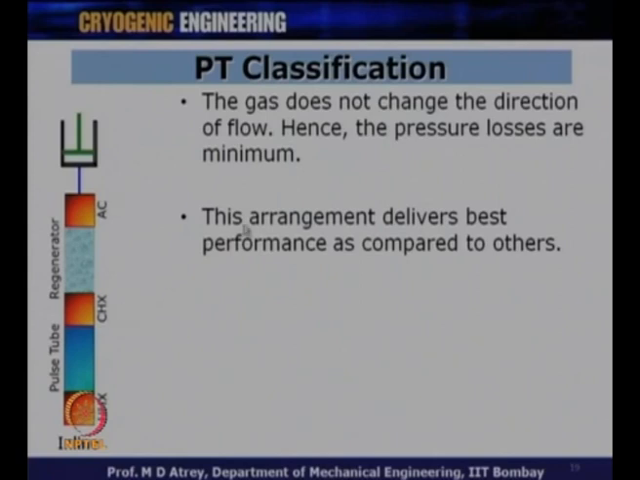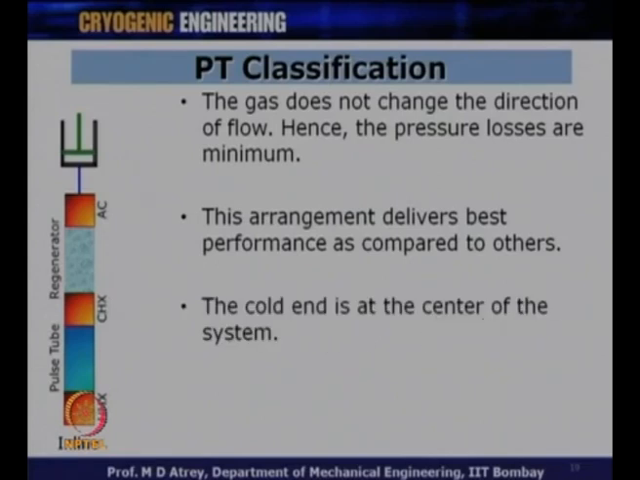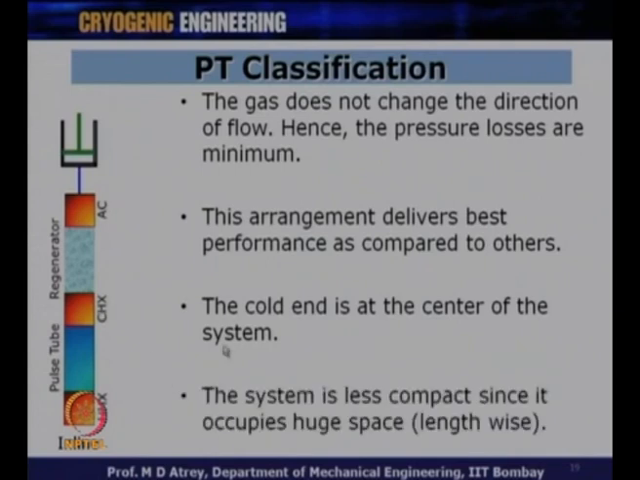Also, this arrangement delivers the best performance as compared to the others. This is what we just saw thermodynamically. The cold end is at the center of the system. This is very important. If I want to cool something, I have to access the middle portion of this pulse tube cryocooler, which sometimes is not accessible. I have to enter from this side or this side, but the cold end is not at the sides, it is at the center, and therefore whatever object I want to cool, I will not have really good accessibility to it. Sometimes this may not be acceptable from the user's point of view. The third disadvantage is that the system is less compact since it occupies huge space lengthwise. Although thermodynamically it is advantageous and efficient, we may lose on the non-accessibility of the cold end heat exchanger and the huge lengthwise dimension required in the inline pulse tube cryocooler.